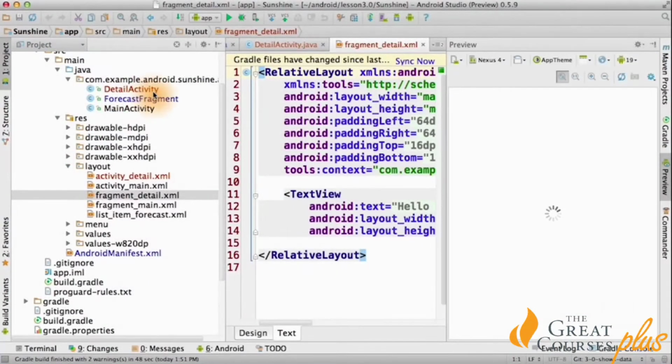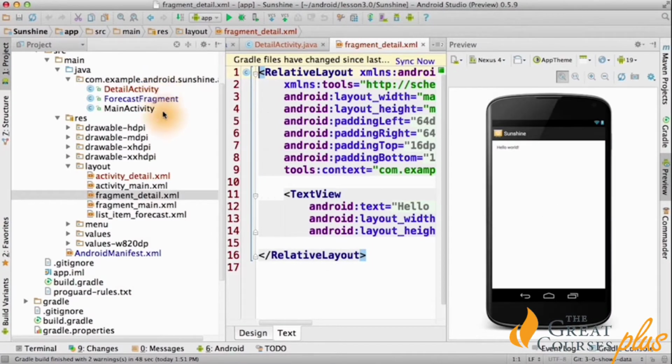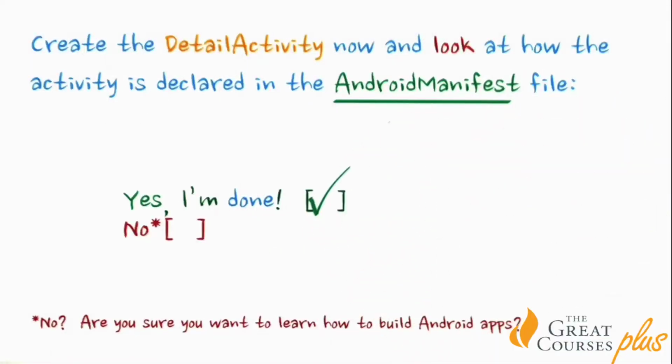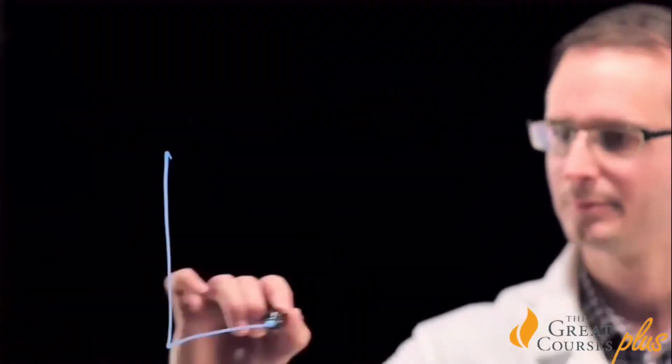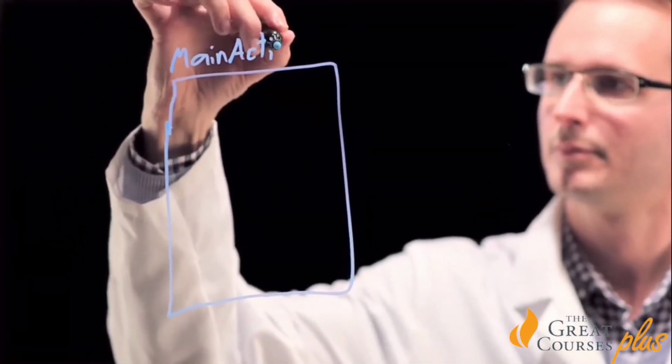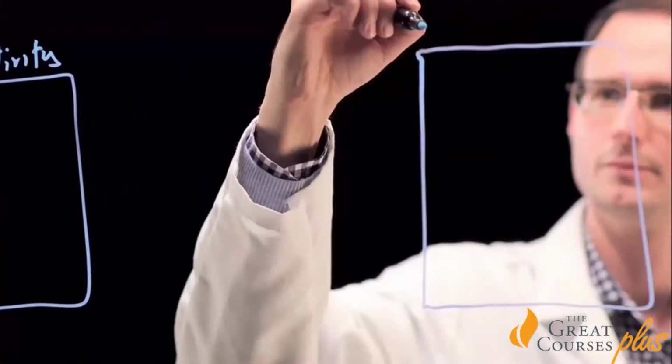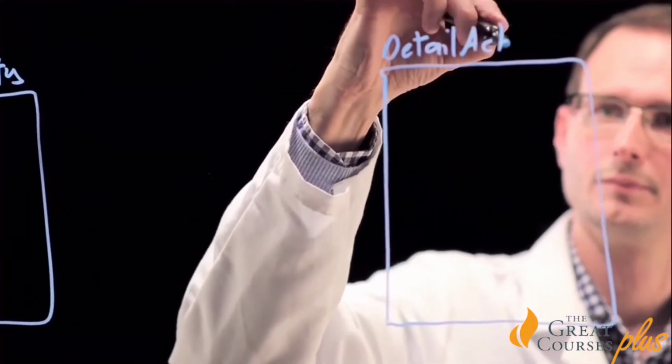So as you can see, we now have a new detail activity, along with the XML for activity detail, and a fragment associated with that activity. Great, you're done, but we still aren't launching our new activity. To move from one activity, in this case the main activity in our Sunshine app, to another, here the detail activity, you call startActivity.